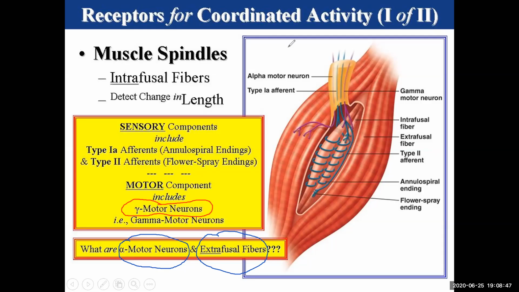And what is important is that both the gamma and the alpha are synapsing with the same upper motor neuron. The upper motor neuron will synapse with both of them. Okay?